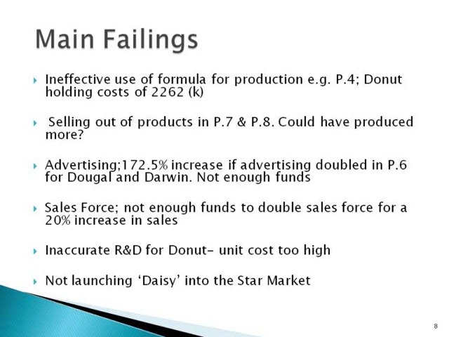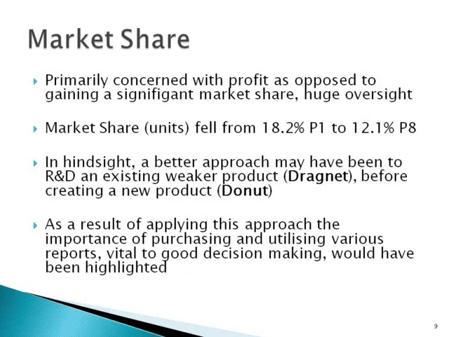We invested in inaccurate R&D for Donut, which resulted in our unit cost being too high. This resulted in product failure. Finally, perhaps our biggest failing was that we didn't launch Daisy into the star market after a successful R&D project. We now know that the team from our world that did launch into the star market gained 100% market share and made high profits.